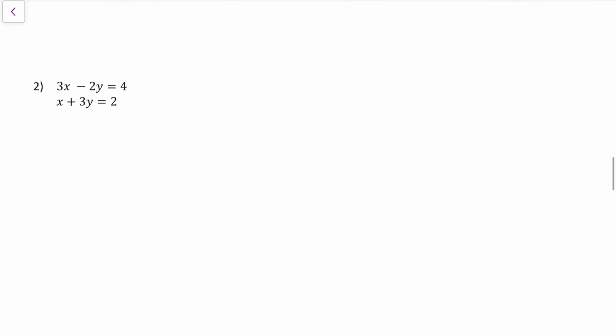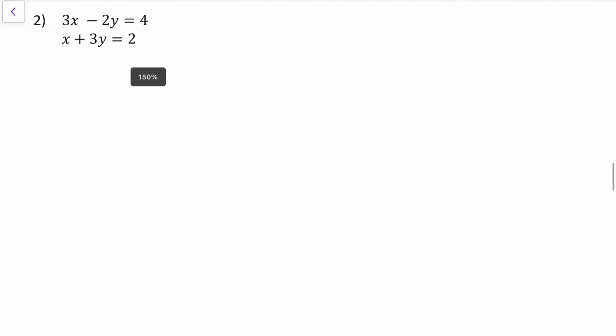Let's try another one. So I'm looking at my x's, I'm looking at my y's. Is there one that's the same? No. I have a 3x and an x, and a 2y and a 3y. So those aren't the same. So I'm looking, is there one that I can easily make the same? And what's standing out to me here is my x's, because I can easily make an x a 3x by multiplying by 3.